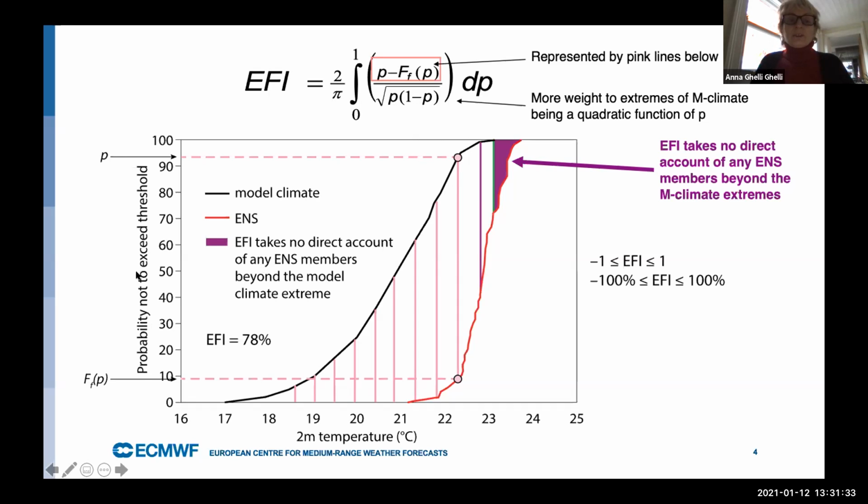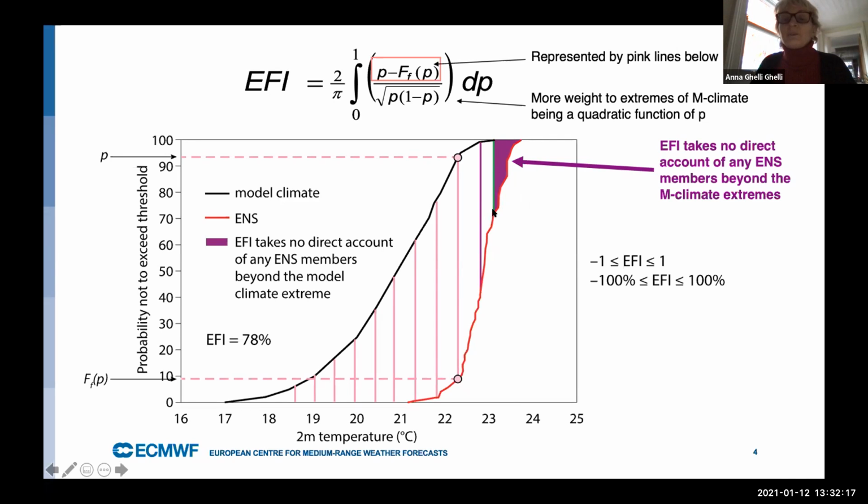Again, here you are seeing that this is the probability of not exceeding a threshold. So if I go here, say 70%, and if I draw a line here, I've got a 70% probability of not exceeding the value of 23. And obviously you have the reverse probability, which is a 30% probability of exceeding the value of 23.